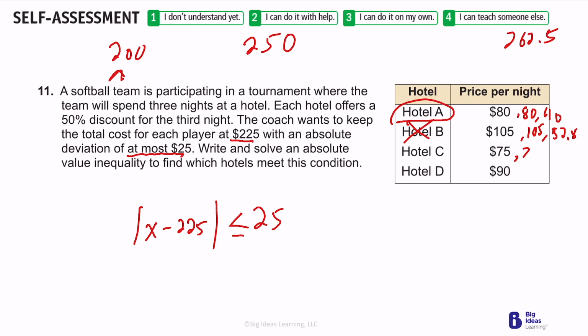So 75, 75, and cut it in half, 37.5. So 75 plus 75 plus 37.5. That's 187.5. That's also outside your range. So that one's out. Now the last one, 90, 90, and 45. So 180 plus 45 is 225. That's inside your range. So that one works also. So Hotel A and Hotel D.